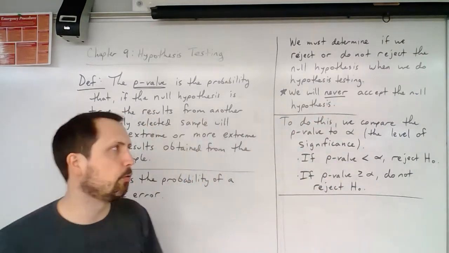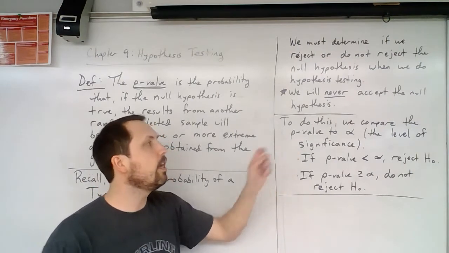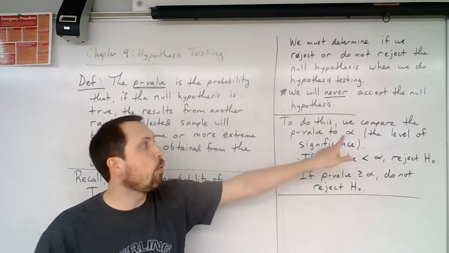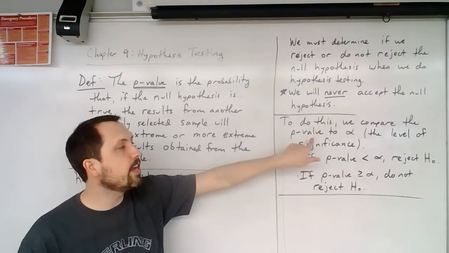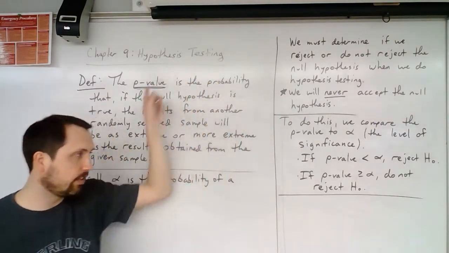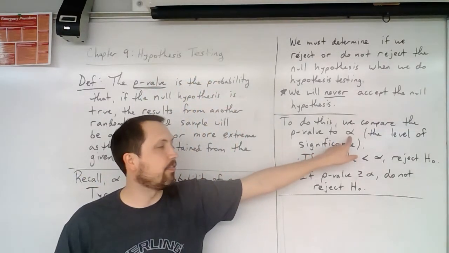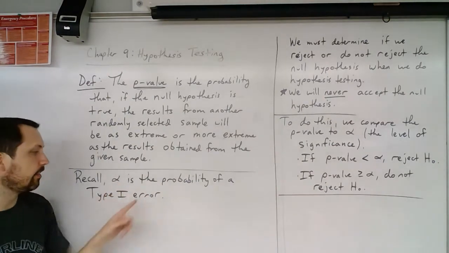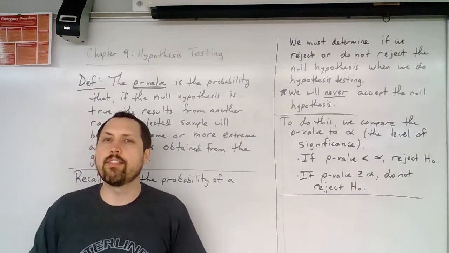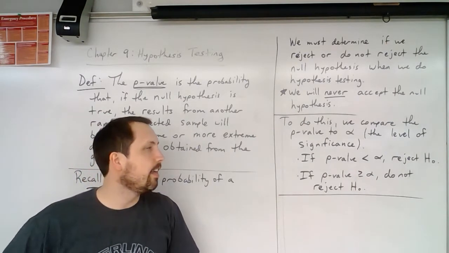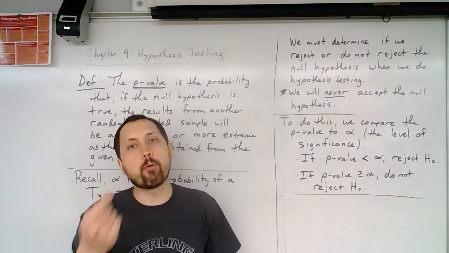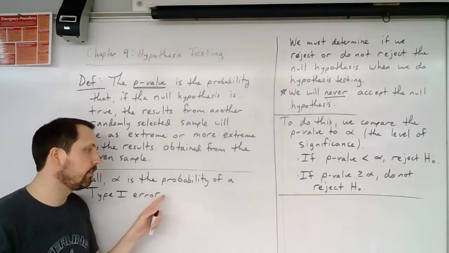Okay, so when we make this decision of whether we reject or do not reject the null hypothesis, what we're going to have to do is compare the p-value, however we get it, to alpha. Remember, this is the same alpha, the type 1 error. The name that this often gets is the level of significance. So I might say, at alpha equals 0.05 level of significance. Remember, if alpha equals 0.05, that's the probability of a type 1 error.